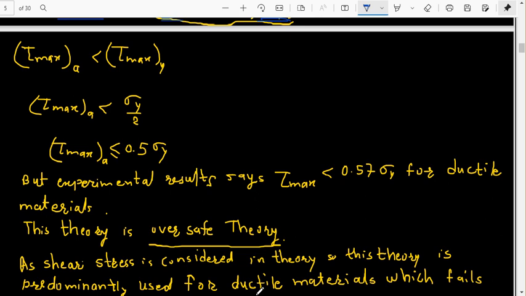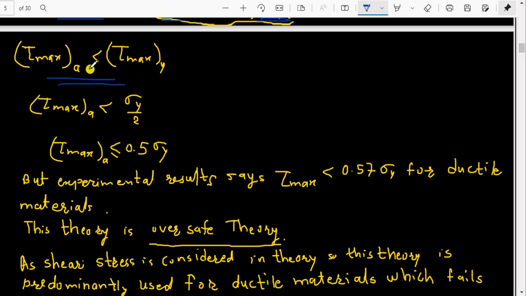So, just a minute, what is the statement of this theory? Actual maximum shear stress should be less than yield shear strength. So putting the values of yield shear strength, you know that it is like this. It is sigma y by 2.